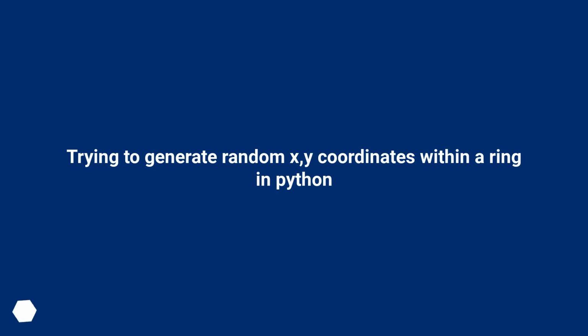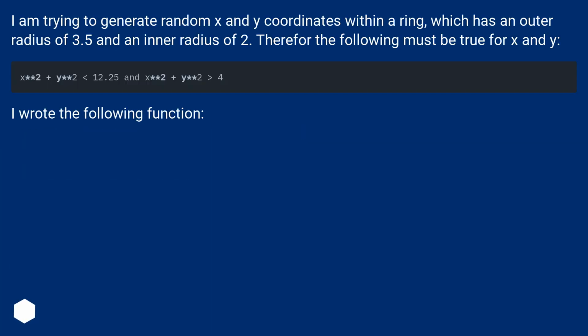Trying to generate random x, y coordinates within a ring in Python. I am trying to generate random x and y coordinates within a ring, which has an outer radius of 3.5 and an inner radius of 2. Therefore the following must be true for x and y.